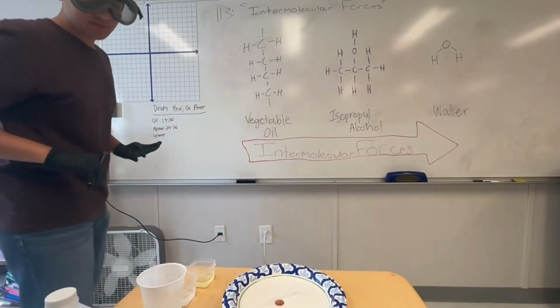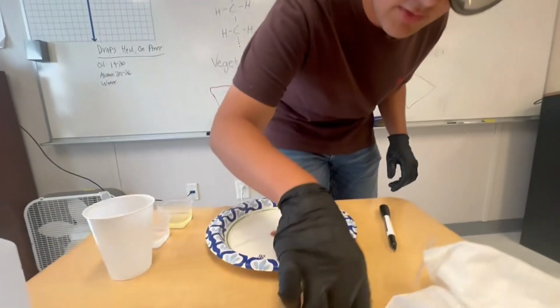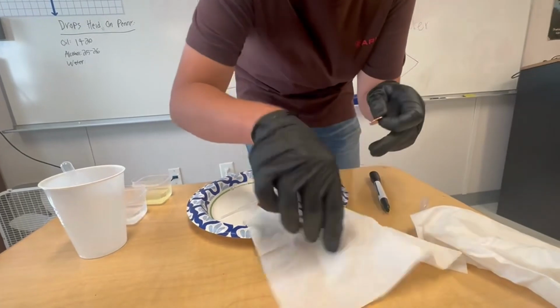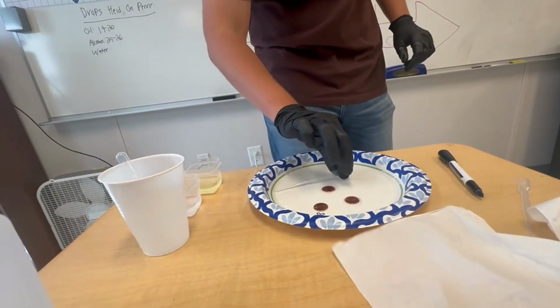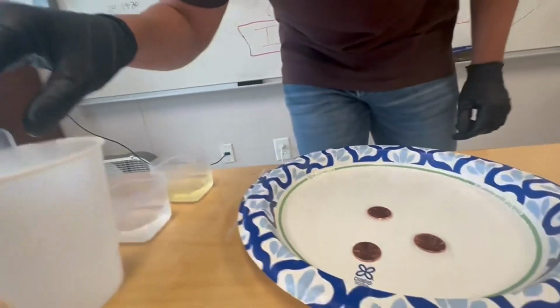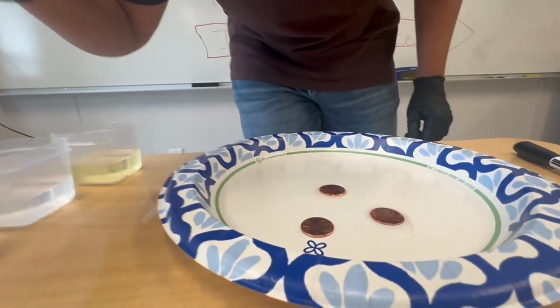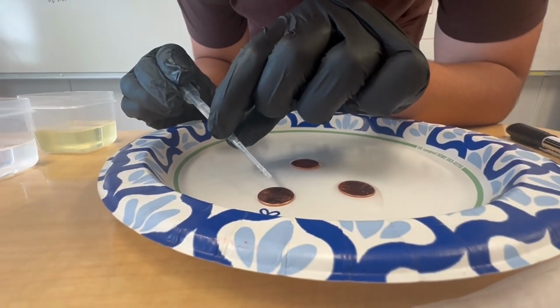All right, the last one. Once again, you can rewash your pennies if you'd like. I'm just gonna use a brand new one here. Oops, sorry. All right, and then here's gonna be the last one, and we're gonna use the water on this one. So this one should have the most, because remember, this has the strongest hydrogen bond and the strongest intermolecular force. All right, here we go.